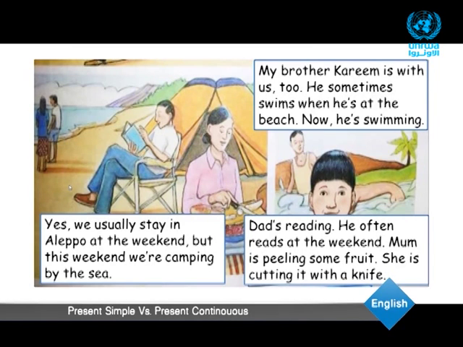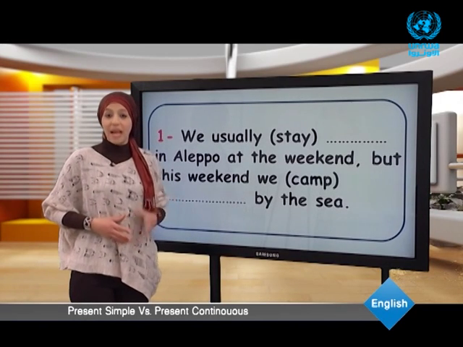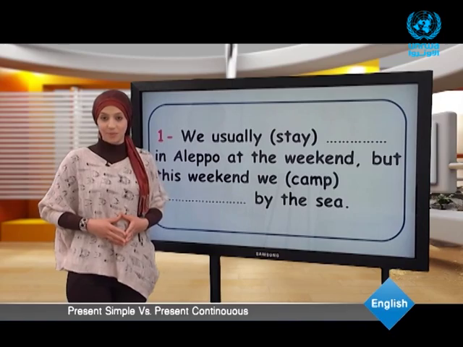Now he's swimming. Dad's reading. He often reads at the weekend. Mum is peeling some fruit. She is cutting it with a knife. Let's read the first sentence together and correct the verbs between brackets.